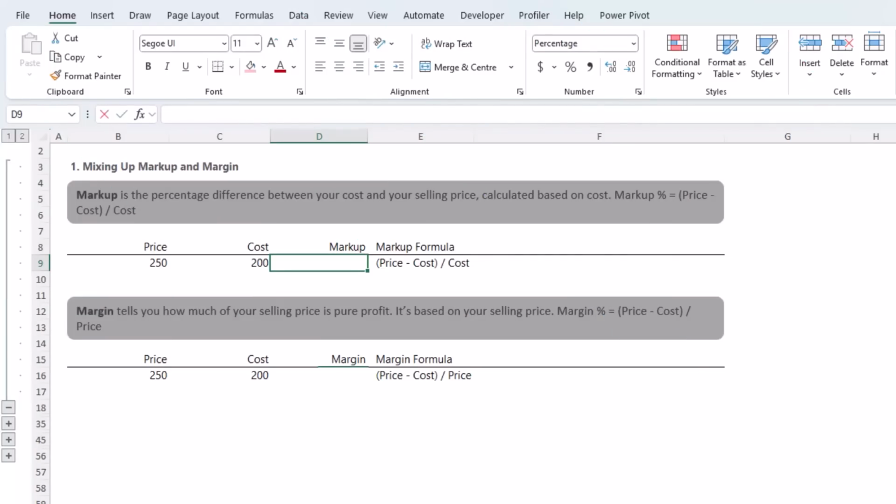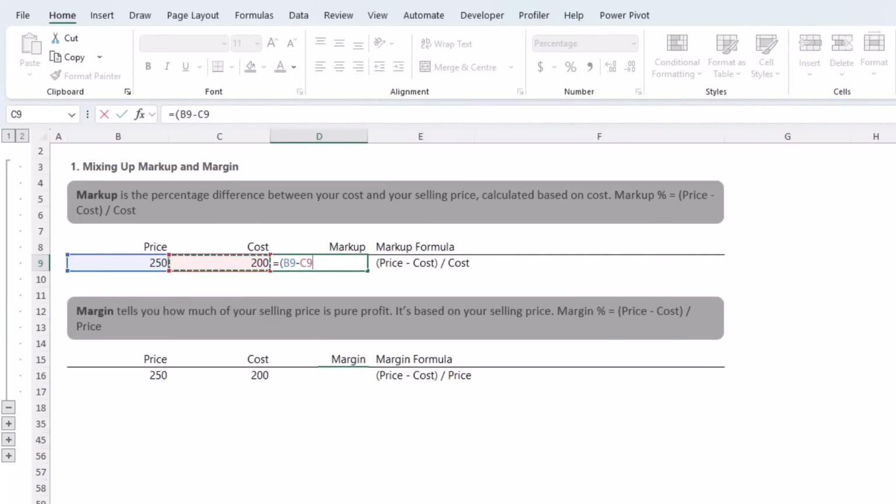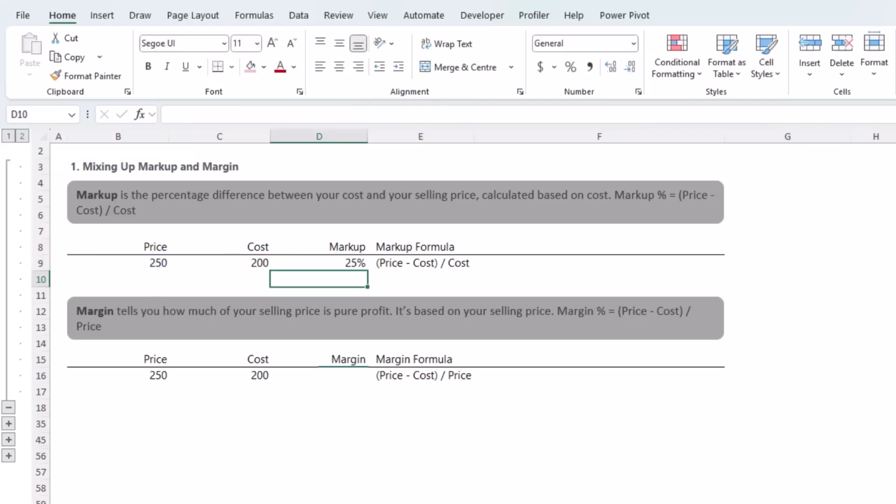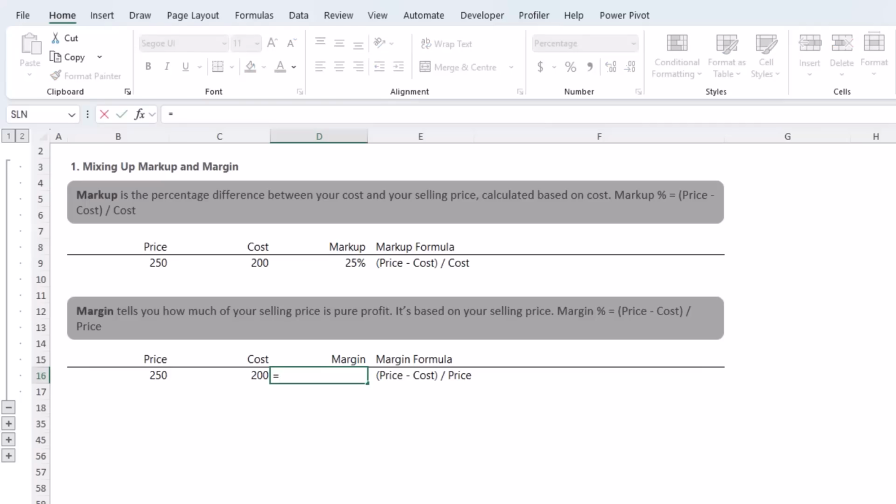If we look at some examples, here I can calculate the markup by taking the price minus the cost divided by the cost, and we get 25%. And to calculate the margin, we take price minus cost divided by price to get 20%. Practice it a few times to help it stick in your memory.